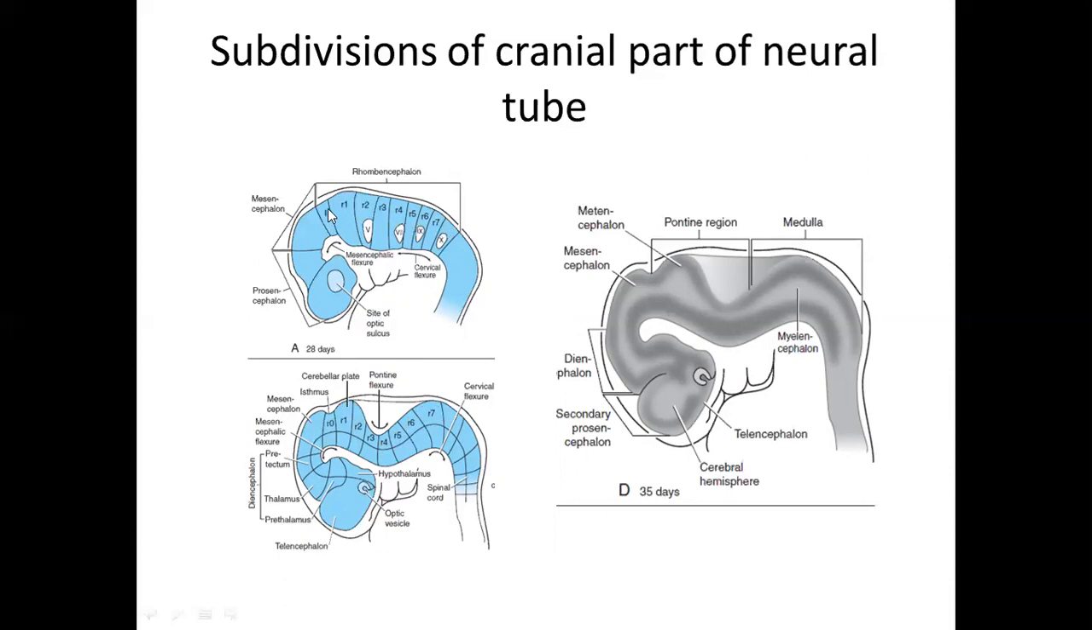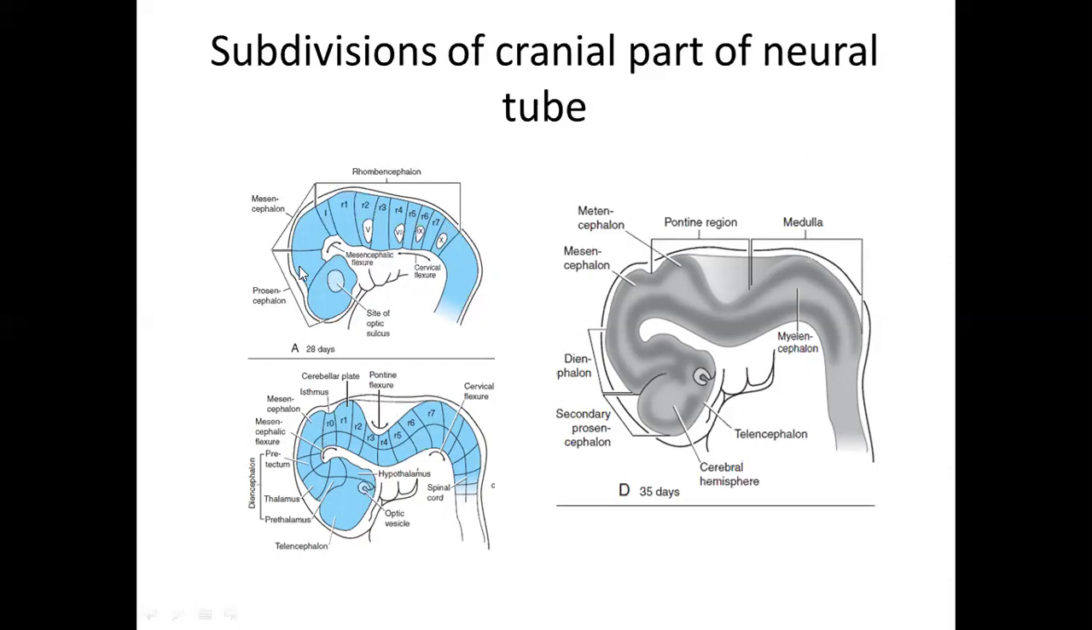Over here, you can see rhombencephalon and certain small divisions, R1, R2, R3. So these are the rhombomeres, which are formed. And on the dorsal side, because of this pontine flexure, there is formation of a rhombic lip. So these rhombic lips will give rise to cerebellum, right? So metencephalon gives rise to cerebellum and the pons. Mesencephalon will give rise to midbrain.